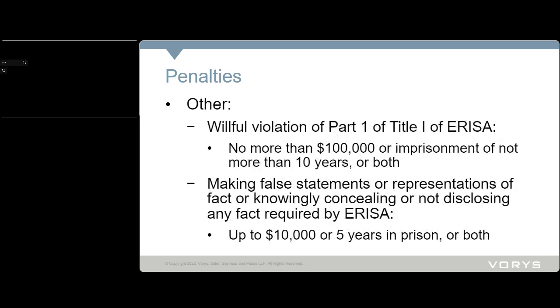And then the Department of Labor also has what I'm going to call a willful violation penalty, if they determine that you have a willful violation, which can be a penalty of no more than $100,000 or imprisonment or both. And then also there's a penalty for making false statements or representations of fact, or knowingly concealing or not disclosing any fact required by ERISA. So again, if you look at the bottom of the Form 5500, you can see that whoever is signing the return is signing it under penalty of perjury, and this is the penalty to the extent that the Department of Labor determines that you violated that certification.